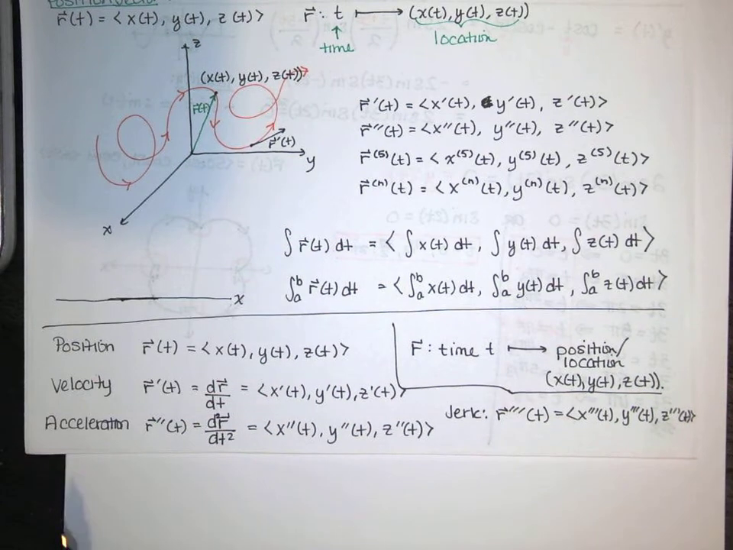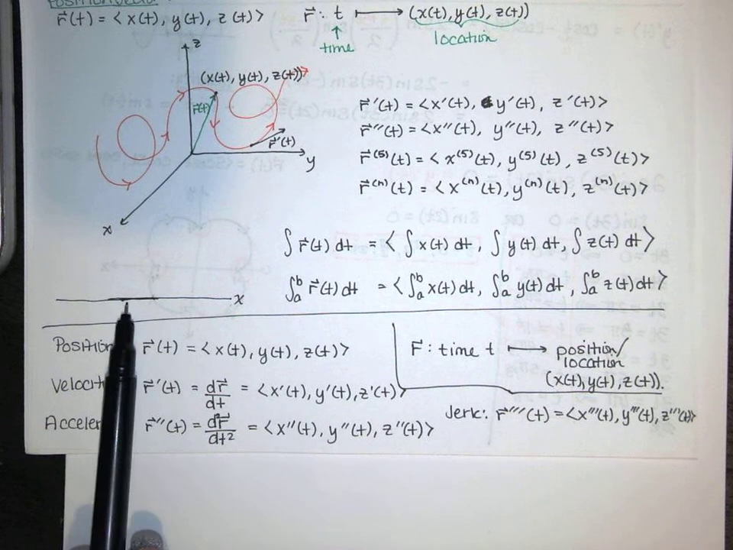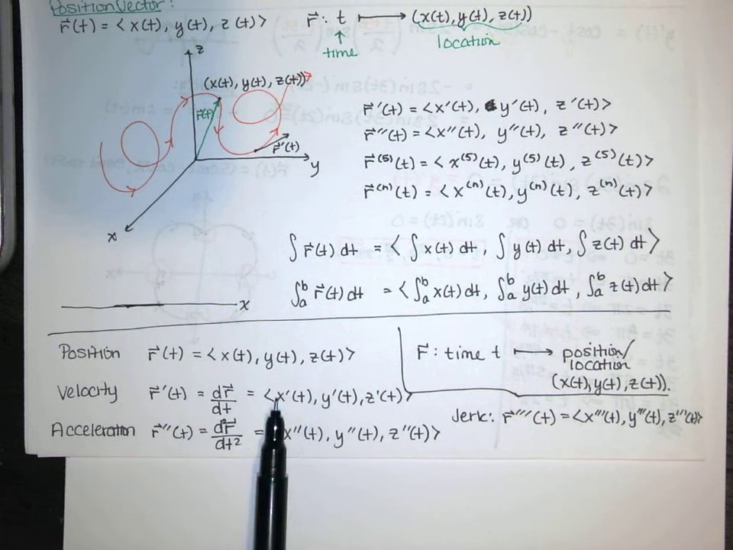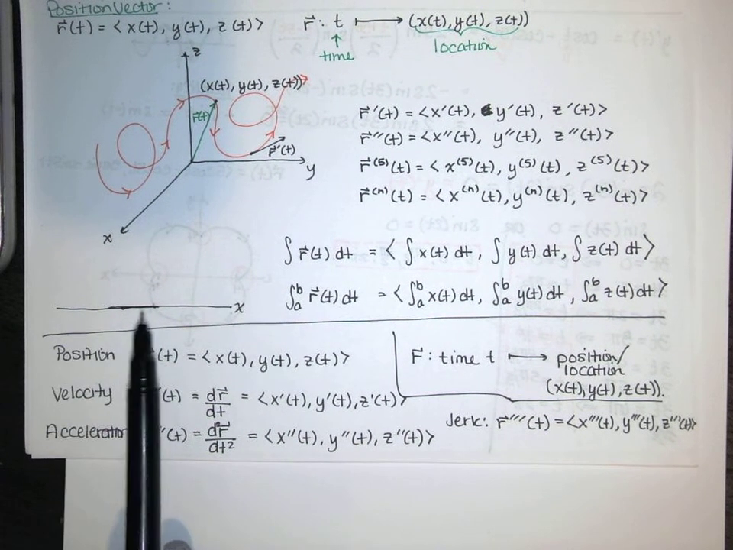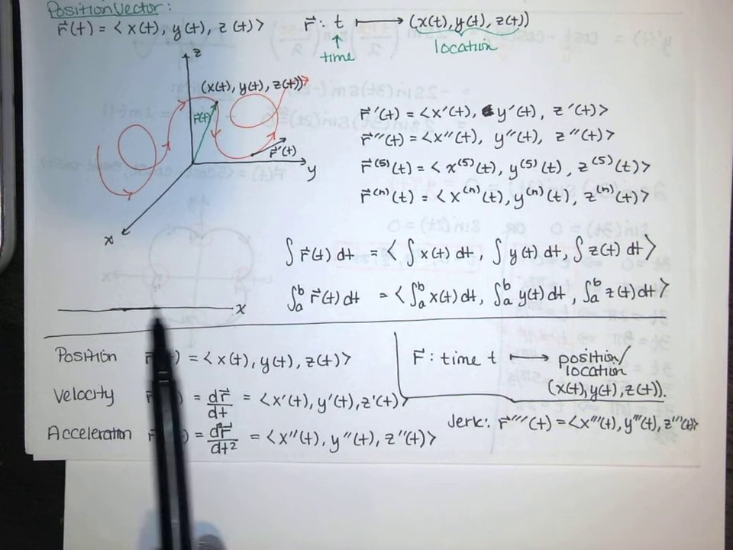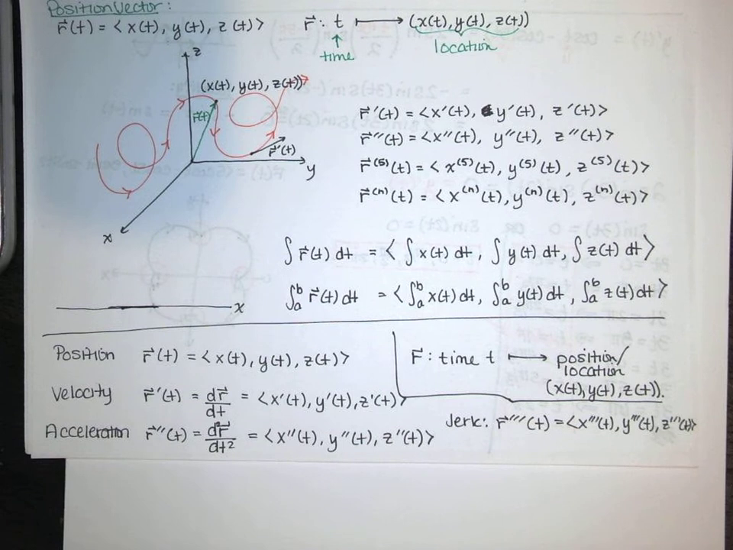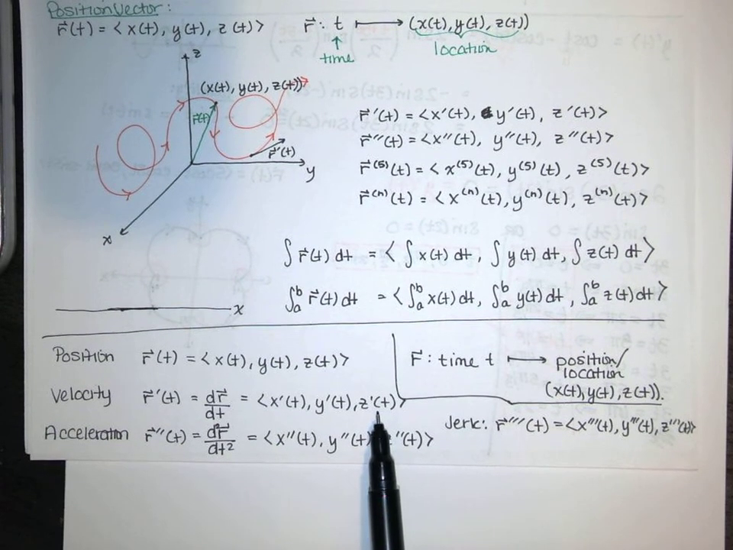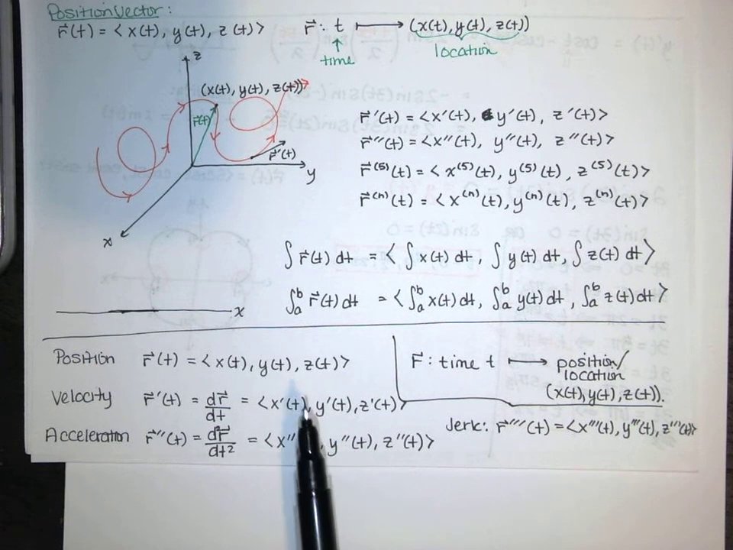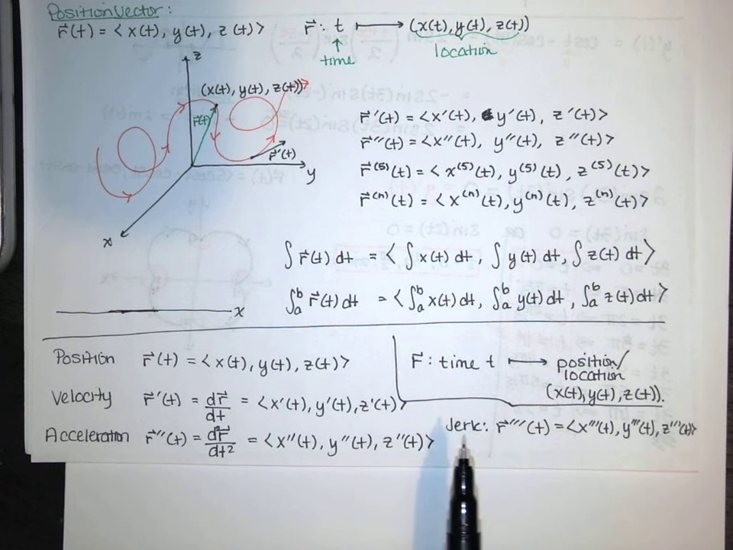Now back in Calc 1, when we talked about speed, we said speed was the absolute value of velocity, but that's because our velocity was one-dimensional. It was just this x prime that was going back and forth on this line. If we're going in the positive x direction, let's call that velocity positive. If we're going in the negative x direction, let's call that velocity negative. And then the absolute value of that is the speed. It doesn't make sense to talk about absolute value of velocity anymore, because velocity is a vector now. Position is a vector, velocity is a vector, acceleration is a vector, jerk is a vector. All of these are vector quantities, and they're calculated by taking repeated derivatives of the components.